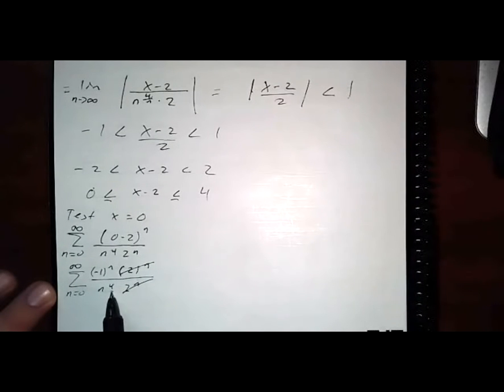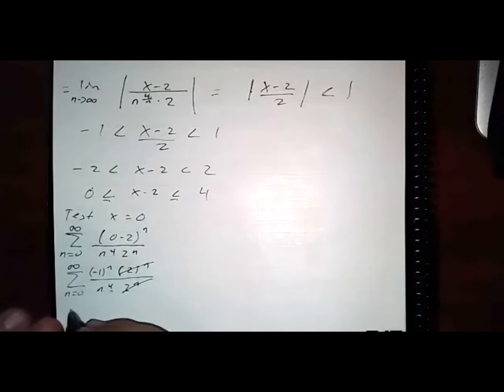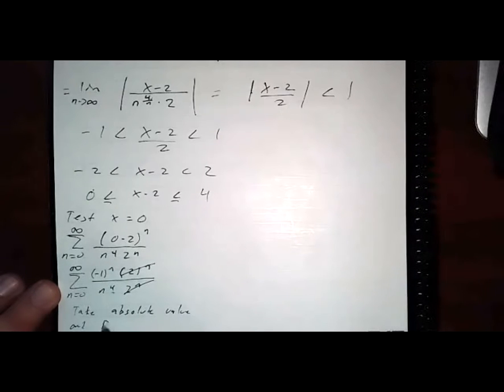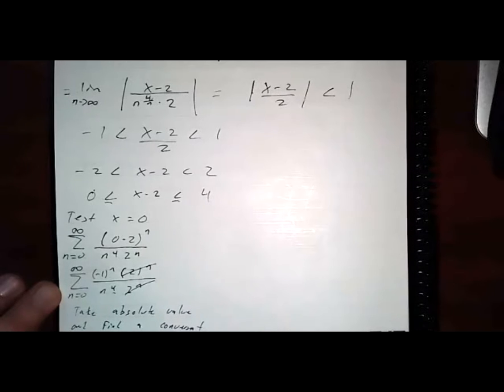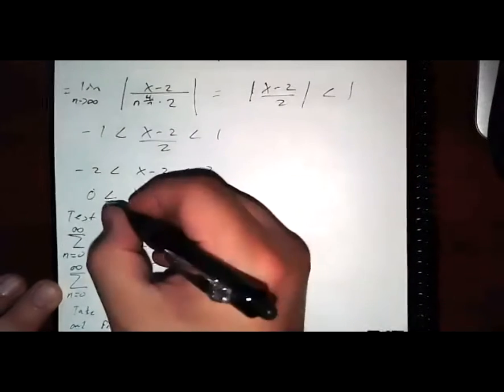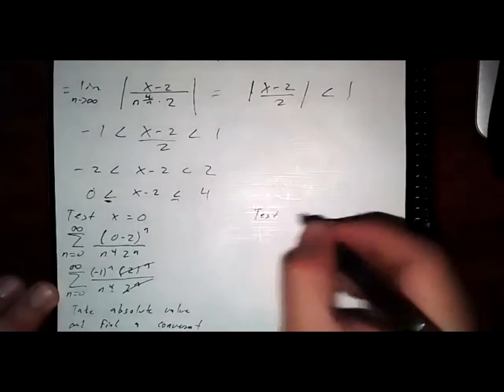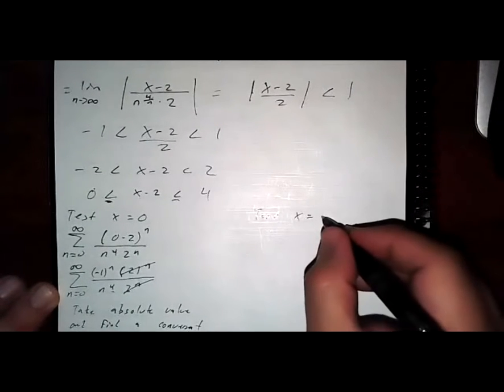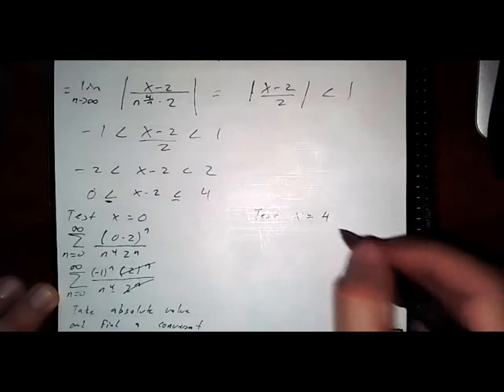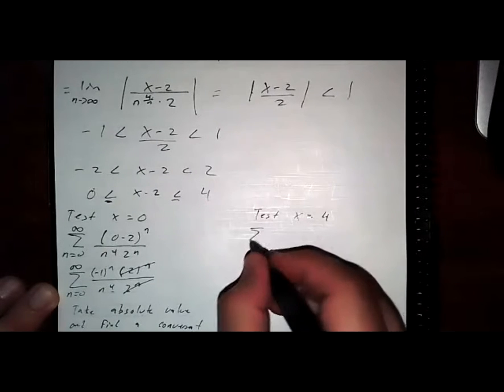This p is 4, so this becomes a convergent p series. So you take an absolute value and find a convergent p series. So you'll have absolute convergence at 0. That's why I'm including it. Then you'll do something similar. I'm going to skip the test just to save space here. Let x equal 4. So then you'll end up with this guy.